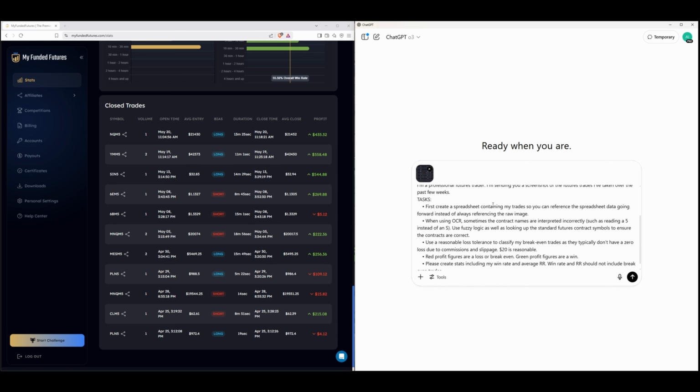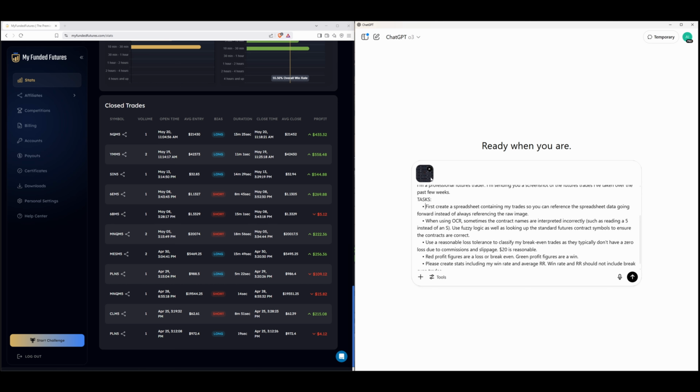First, create a spreadsheet containing my trades so you can reference the spreadsheet data going forward instead of always referencing the raw image. Treat AI as if it is an employee, like a graduate that you would have hired at an investment bank. A graduate is very smart, but they may not use their brain to do things the right way. Okay, so if you don't give it that prompt, it will keep referencing the image, which takes a lot of time because it uses OCR, scanning technologies.